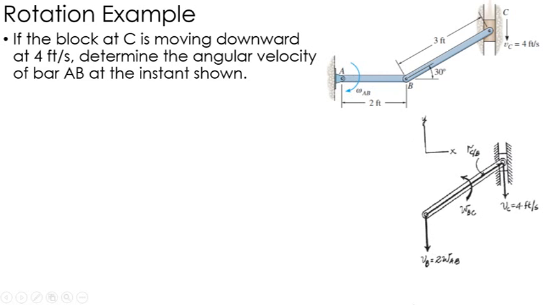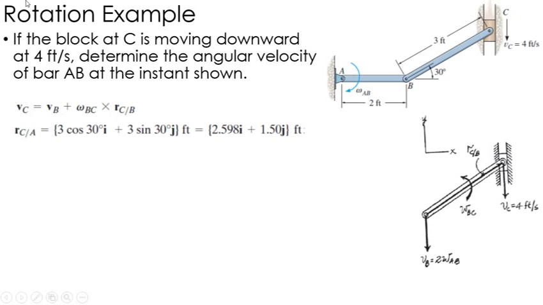So I have this velocity of 4, this velocity of 2 omega AB, and then I've got R of C with respect to B and omega BC, and I'm going to use that in my relative motion equation, where the velocity of point C equals the velocity of point B plus omega cross R. First things first, I can determine the position of C relative to B just by using the sine and cosine of 30. That's a little typo; that should be C relative to B. So it's in the x direction 3 cosine 30, in the y direction 3 sine 30.